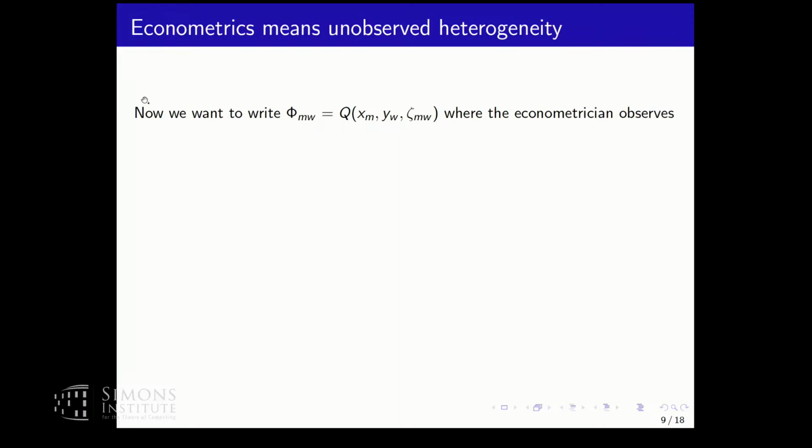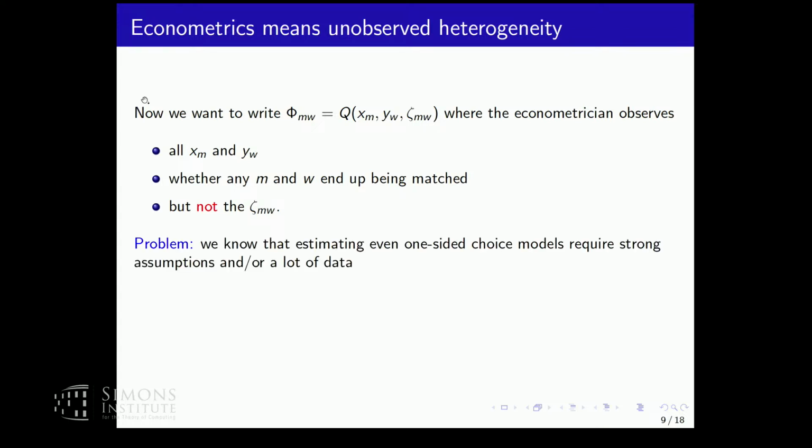But now we do econometrics, so we need unobserved heterogeneity. So just like Choo and Siow did, we're going to say, well, the surplus comes partly from the observed characteristics of this man and that woman, and then there's some zeta MW. The problem with zeta MW is we do not observe it, and all we are going to have is whether these guys end up being matched or not, and we are going to observe the characteristics.